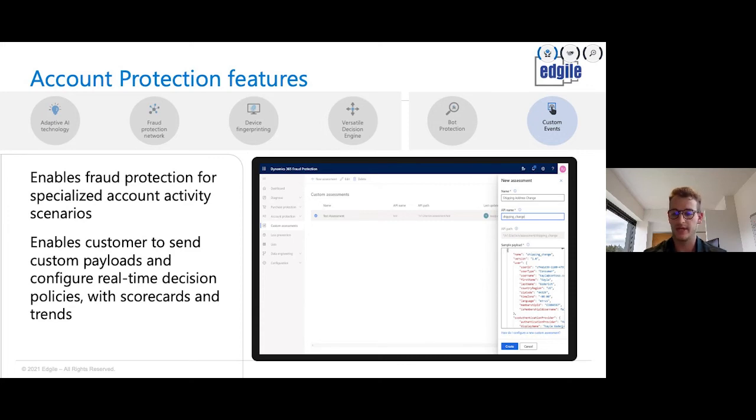So there really isn't any data point too weird or too abnormal out there. If you're gathering it and it's relative to your business, it can be sent to us and then used as part of the overall risk assessment on that account creation or account takeover based scenario.